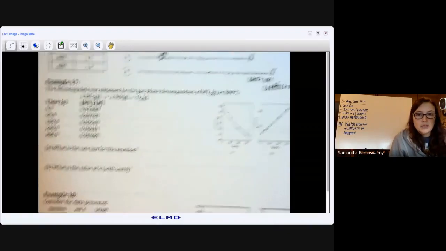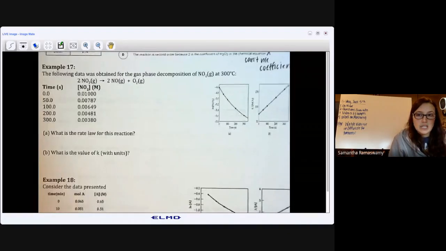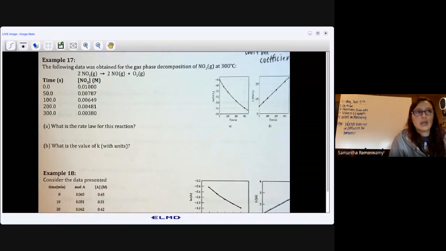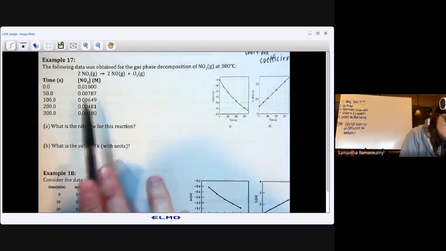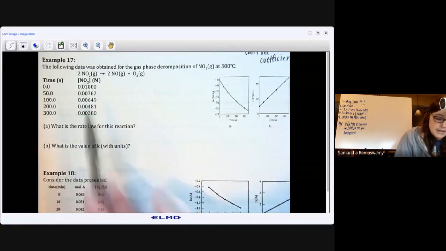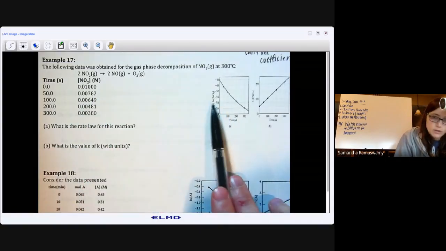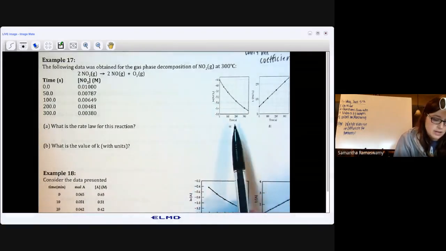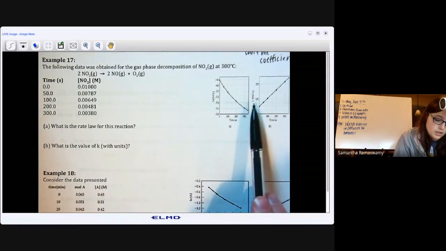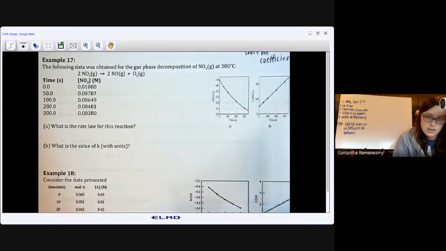So then example 17. Examples 17 and 18 are going to be looking at what we did in the do now with slope. The following data was obtained for the decomposition of NO2. They gave us time versus concentration data, and off to the side you'll notice that you also have two graphs: natural log of concentration of NO2 versus time, and 1 over concentration of NO2 versus time. A says, what is the rate law?